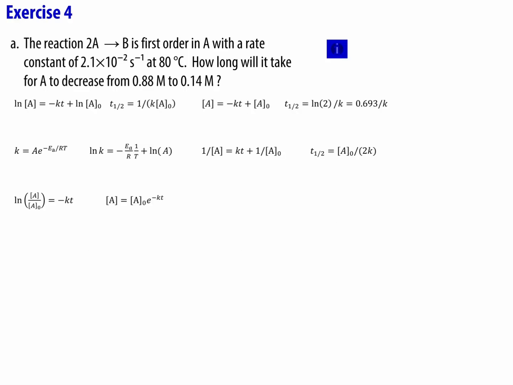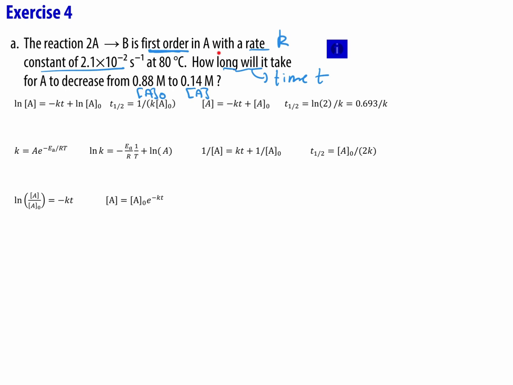Okay, so for part A, usually the hardest part about these is finding the order of the reaction. So in this case, it gives it to us. That's valuable information that it's first order. It gives us the rate constant. So remember that that rate constant is going to give us the value of K. And the question is, how long will it take for A to decrease? So how long, that means we're looking for the time, small t. Decrease from 0.88 molar, that must be my A initial, to 0.14 molar. That's my A at some later time. So that's just parsing the word problem.